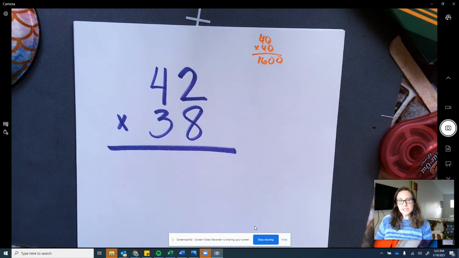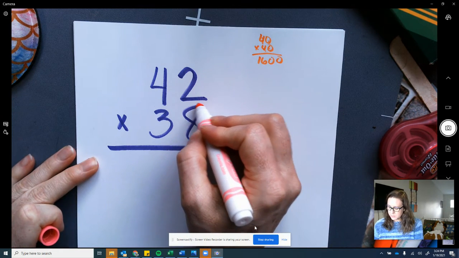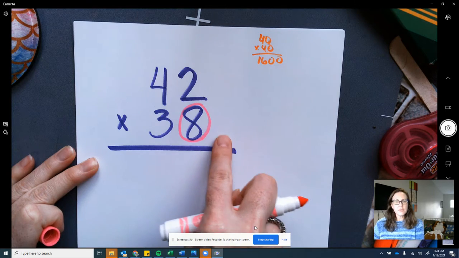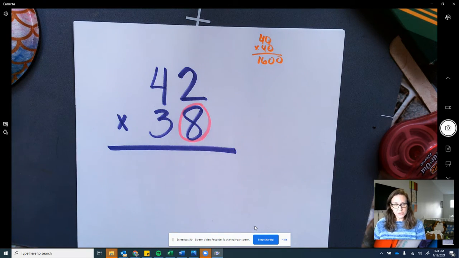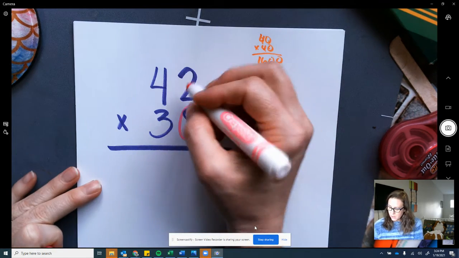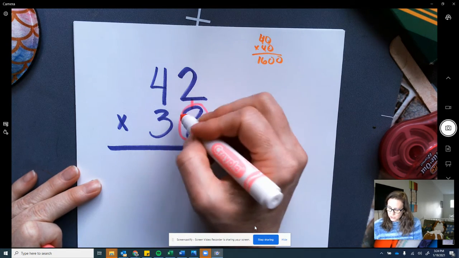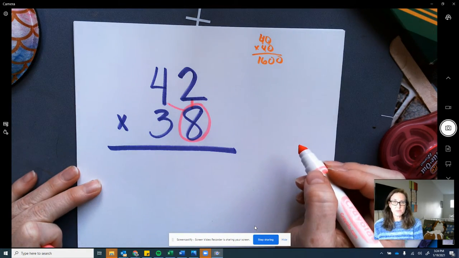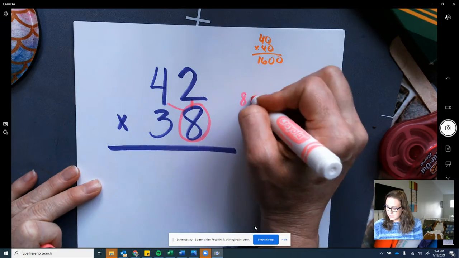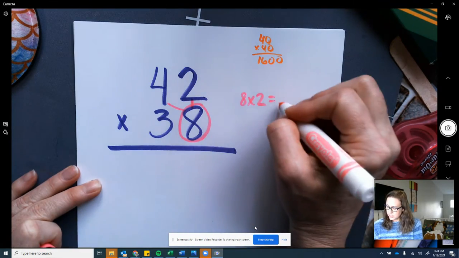When we actually solve this using the standard algorithm, we're going to start with the ones place of the bottom number. This is how we do this with the standard algorithm. We're going to multiply 8 times 2, and then we're going to multiply 8 times 4. So we're going to start with 8 times 2, which is 16.